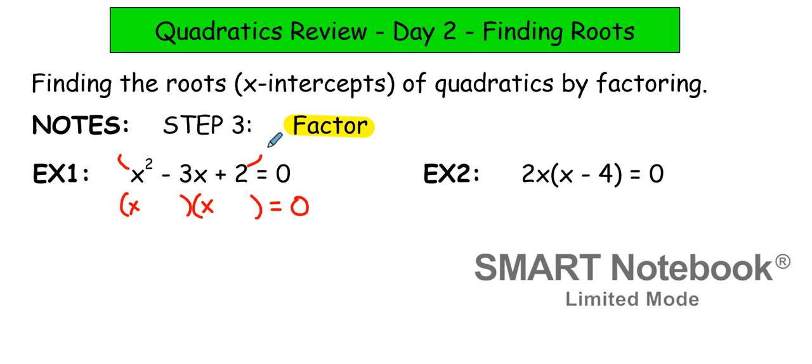Second thing is we want factors of 2, and the only factors of 2 are 1 and 2. So I need a 1 and a 2. And then the last thing is I need 2 things that multiply to 2 but add to -3. So I need to adjust my signs accordingly. Things that multiply to a positive 2 are either plus plus or minus minus, but they also need to add to a negative.